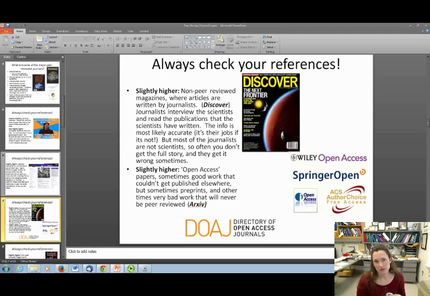Slightly higher maybe than non-peer-reviewed magazines would be open access papers. There's been a lot of press about this lately. If you Google open access papers, there's a lot of people complaining about them. One of the reasons is that lots of times they say they're peer-reviewed, but they're not really peer-reviewed because they're getting paid by the scientist to publish the paper. You have to shell out as a scientist a few hundred or a few thousand dollars to get your paper published on these. So to make their buck, they're just publishing and oftentimes not checking stuff. Some of them are more reliable than others, depending on the publisher, but you still need to check these references.